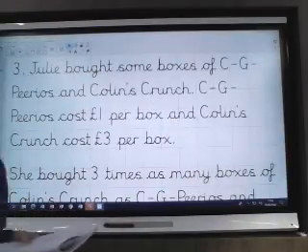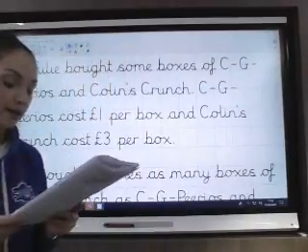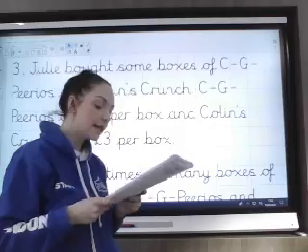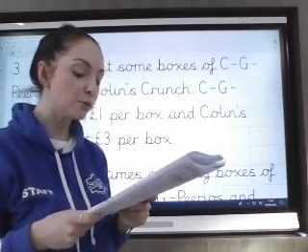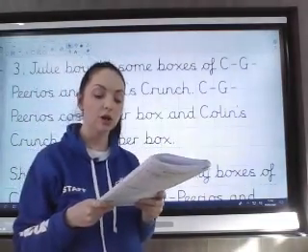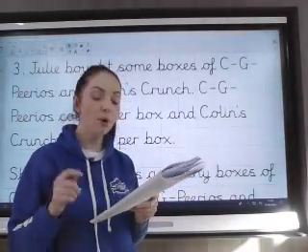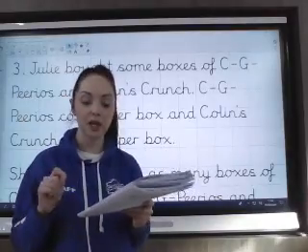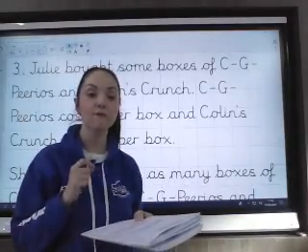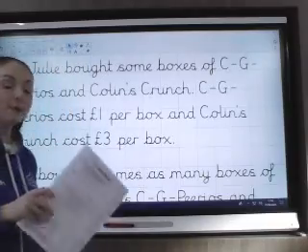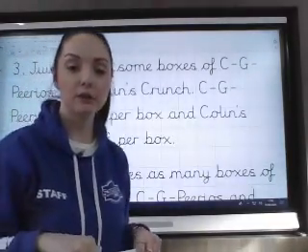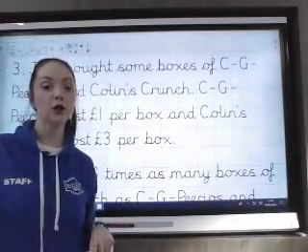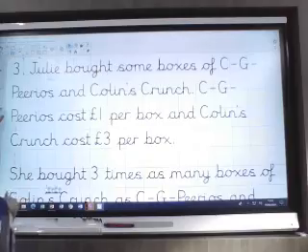Question 3 then says, Julie bought some boxes of CG Perios and Collins Crunch. CG Perios cost £1 per box and Collins Crunch cost £3 per box. She bought 3 times as many boxes of Collins Crunch as CG Perios and spent a total of £40. How many boxes of each did she buy? Okay, so this is going to be a bit of a trial and error question. You're going to have to try a couple of things first to see what your answer might be.